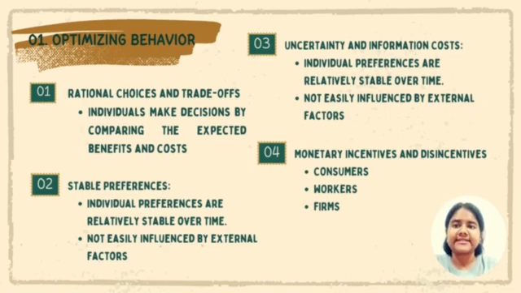The fourth point here is the monetary incentives and disincentives. Individuals, workers, and firms respond predictably to financial rewards and penalties. For example, consumers are likely to purchase more when price decreases and less when prices increase. Workers may choose to work overtime when offered higher wages, but reduced hours or taxes make additional income less rewarding. Firms invest in production if profit opportunities rise, but may reduce output if penalties or cost increase.